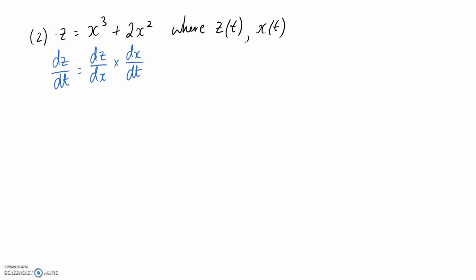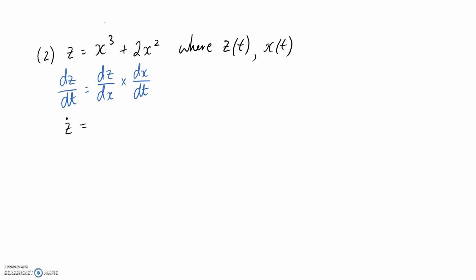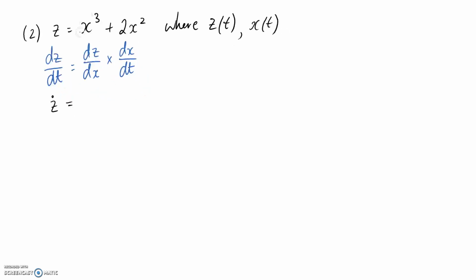So the derivative of z with respect to time is either dz on dt or z dot. We then need to take the derivative of this equation with respect to x. So this is where you apply your rule for the polynomials, where you take the top number and you multiply by the one in front. So there's a 1 in front, so it'll be 3 times 1. Write down your variable and then take 1 off the power. So that's going to be 3 take 1 is 2.